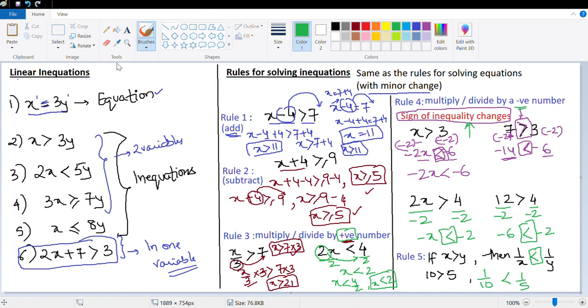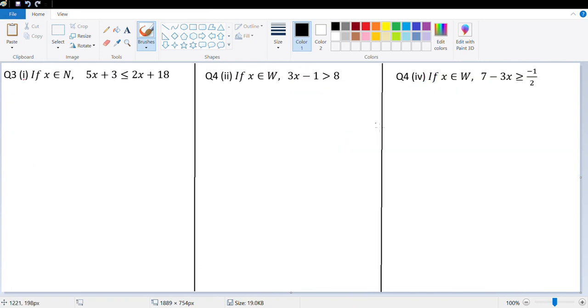Let's look at solving some questions. Okay, so let's look at a question. I am on exercise 4a. Let's look at question number 3, part 1. So this is the question. Quick revision. X belongs to N. This is how you read this.